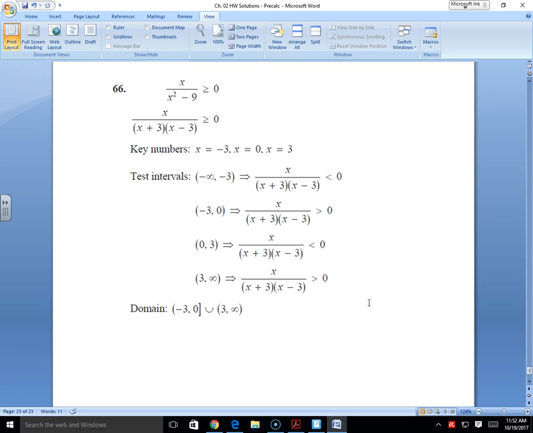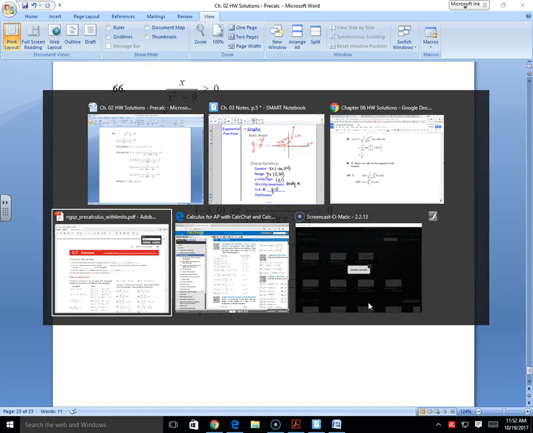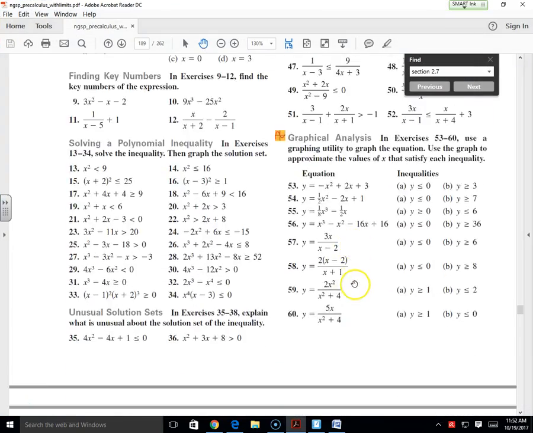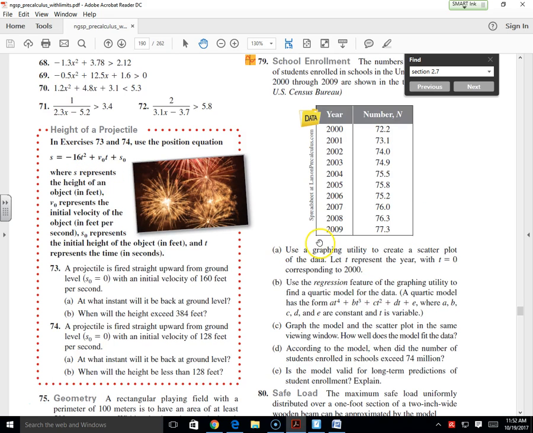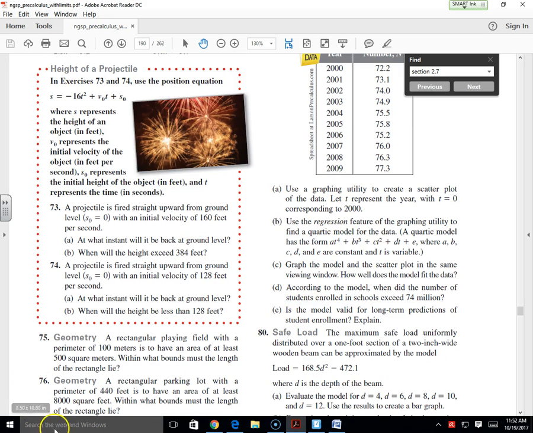Alright, was it better than you thought? Give me a thumbs up if you're like, not too bad. Give me a middle if it's like, thumbs down if it's bad. Okay, mostly middles. No bad. That's good. Alright. Let's go check out 73. Ooh, the fireworks one. I like this one.